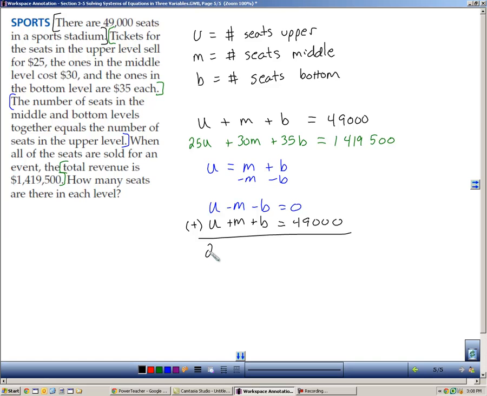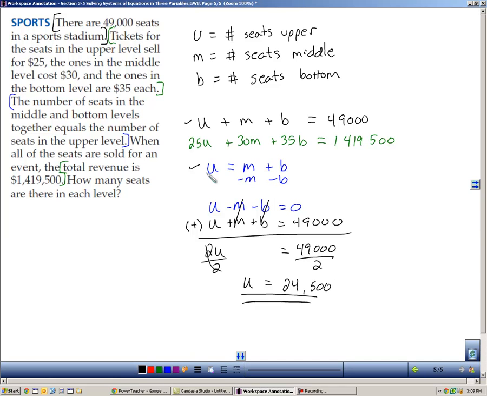And so I'll get a 2u. The m's are gone. The b's are gone. That's nice. And I'll get 49,000. So then we'll divide both sides by 2. So the upper level seats are 24,500. So I get this value, u equals 24,500.